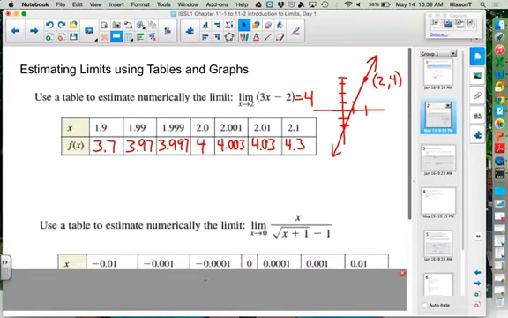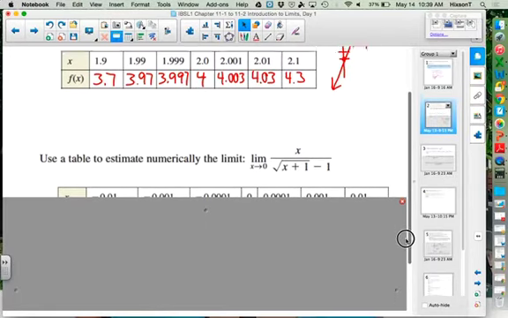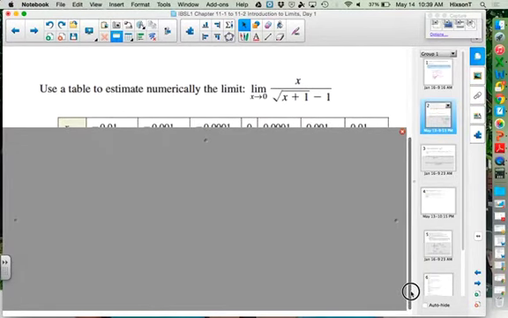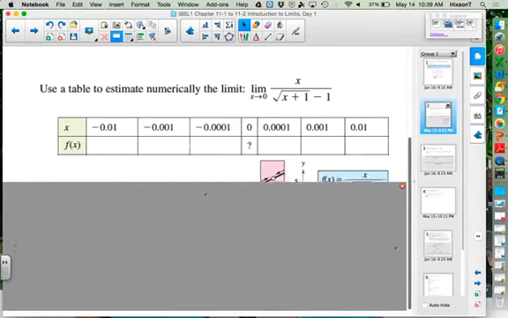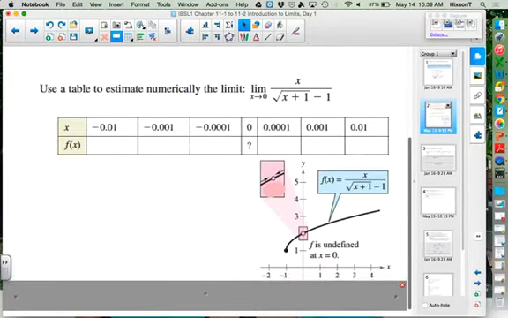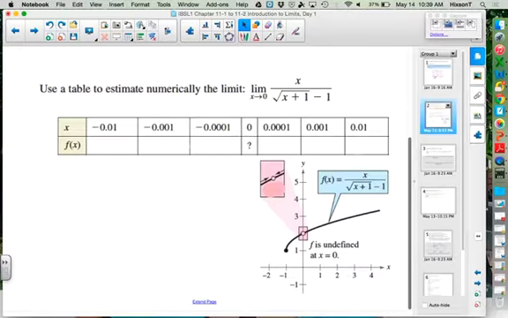Actually, this is a good example of one where, if you tried to evaluate it, look at our function. Here's the graph. We have x over the square root of x plus 1 minus 1. Do be careful plugging this one into your calculator. But if you look at the graph, notice there's going to be a hole right here at the point 0, 2.